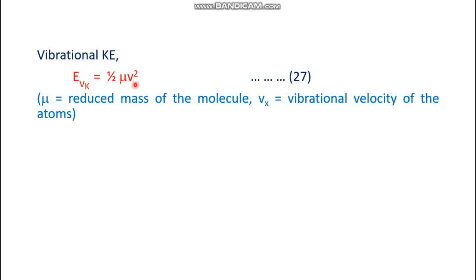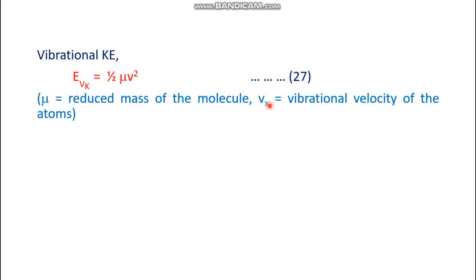We know that for any molecule, if m1, m2, m3 etc. are the masses of different atoms, and its reduced mass is mu, then 1 over mu is the reciprocal of m1 plus the reciprocal of m2 plus 1 by m3 plus so on. For a diatomic molecule, it is 1 by mu equals 1 by m1 plus 1 by m2. So this is reduced mass.